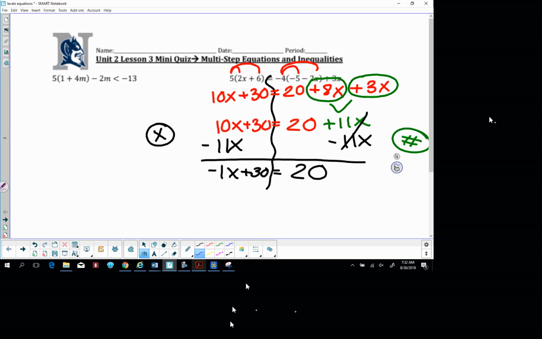How do I get the constant 30 over to the other side? Subtract. And you end up getting negative 1x equals negative 10. And so you see how we're dealing with negatives and we're going to end up with a positive answer anyways? We could have flipped it around and moved it so that I only had positives, but either way you're going to get the same answer. How do I get x by itself? Divide by negative 1, and you end up getting x equals 10.